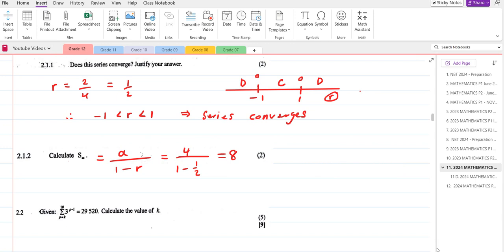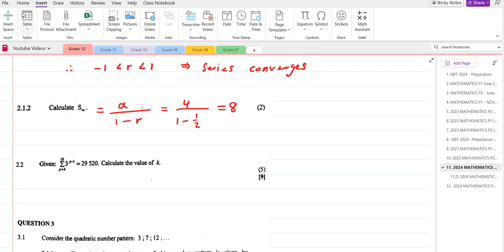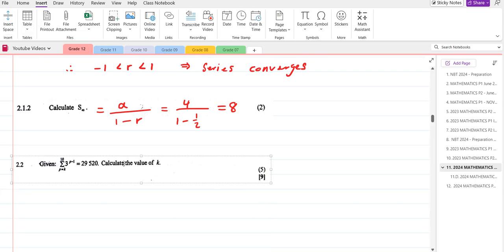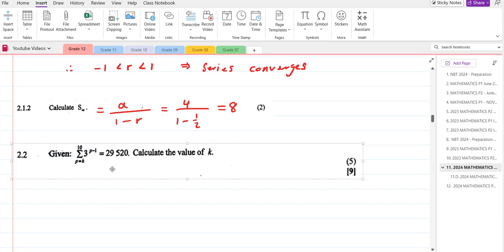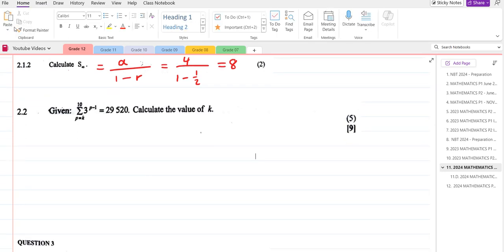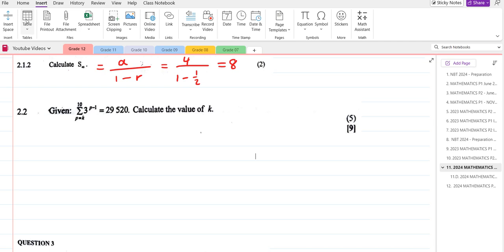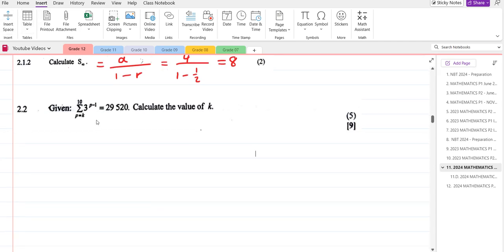Next question is, see what this here says. We are given, okay, it's an independent question, totally different from that. We are given that the sum from p equals k to 10 of 3 to the power p minus 1 equals 29,520. Calculate the value of k. Now, because this is written in exponential notation, it has to be a geometric series.